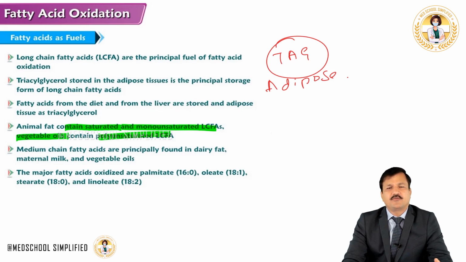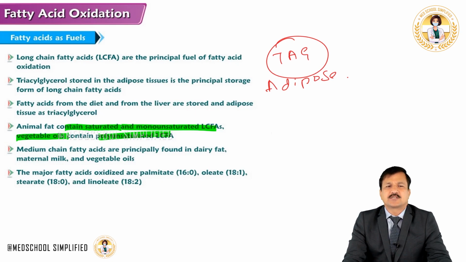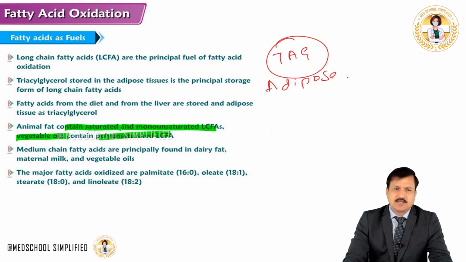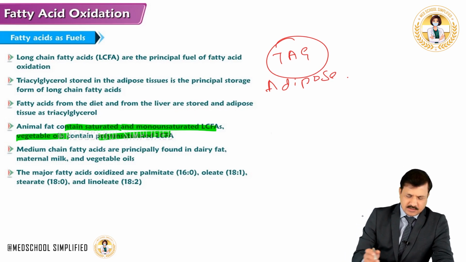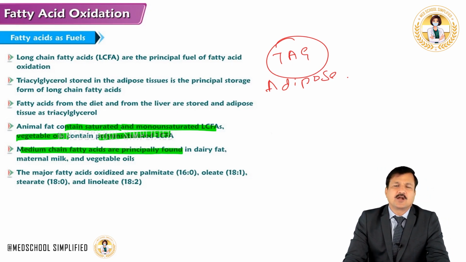Now, depending on the type of food a person takes in, if it is a predominantly animal based diet, TAGs will contain more saturated and monounsaturated fatty acids. If it is predominantly a plant based diet, TAGs in the adipose tissue may contain predominantly polyunsaturated fatty acid. That's about long chain fatty acids. Coming to the medium chain fatty acids, they are principally found in dairy fat, maternal milk, and also in some of the vegetable oils.